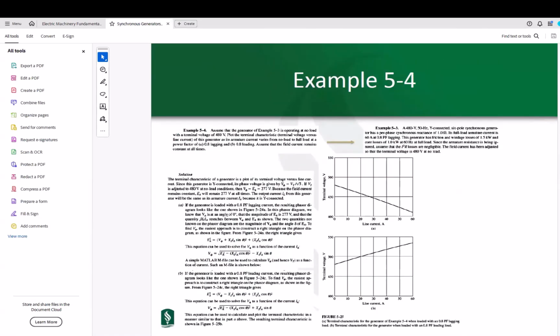Okay, now let's go to example 5.4. We have the same machine as in example 5.3. So this is example 5.3 statement, which is operating at no load with a terminal voltage of 480 volts. We want to plot the terminal characteristics, the terminal voltage versus the line current of this generator, as its armature current varies from no load to full load conditions at lagging power factor case of 0.8 and leading power factor case of 0.8. We want to assume that the field current remains constant at all times. So we're not making any changes in the field circuit. So this is an extension to the previous problem that you had.